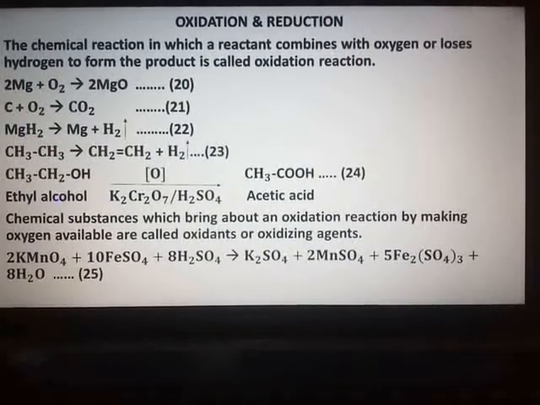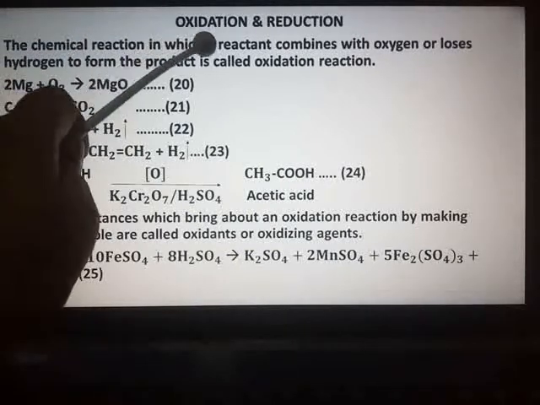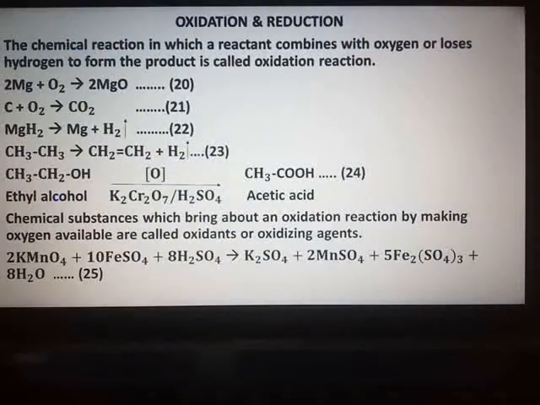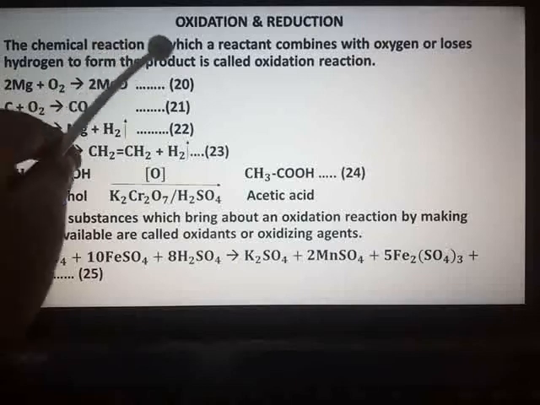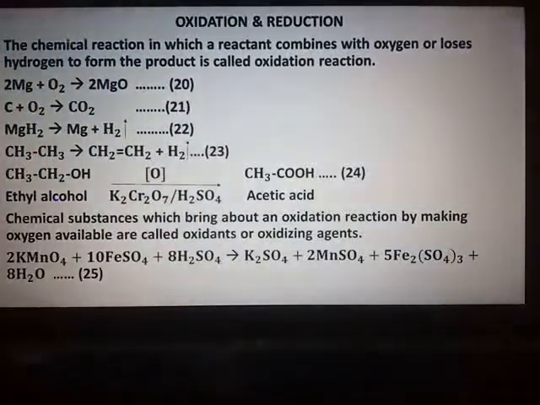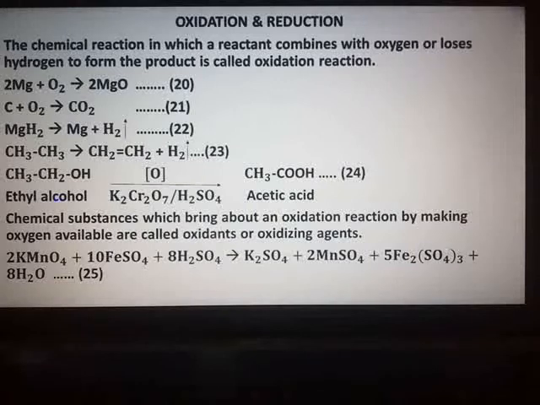Oxidation and reduction. In the first case, as I have told you, the meaning is hidden in the word oxidation. The chemical reaction in which a reactant combines with oxygen or loses hydrogen to form the product is called an oxidation reaction. So whenever any reactant combines with oxygen, we say that the oxidation reaction has taken place. So the chemical reaction in which a reactant combines either with oxygen or loses hydrogen is called an oxidation reaction. Now we will see different examples of oxidation reaction.